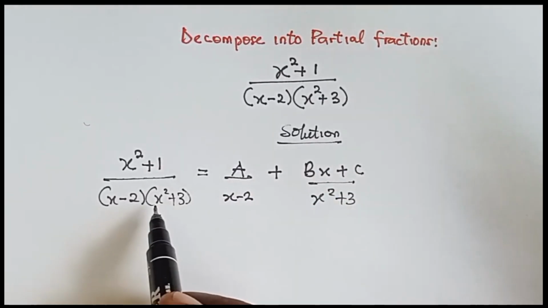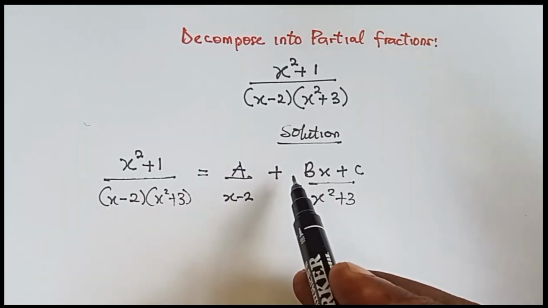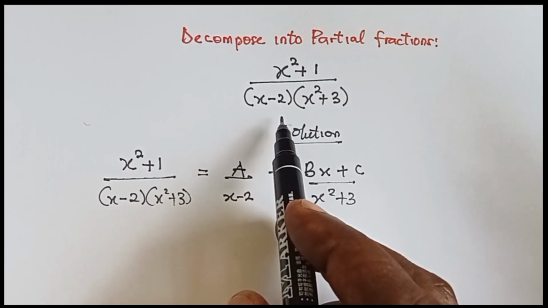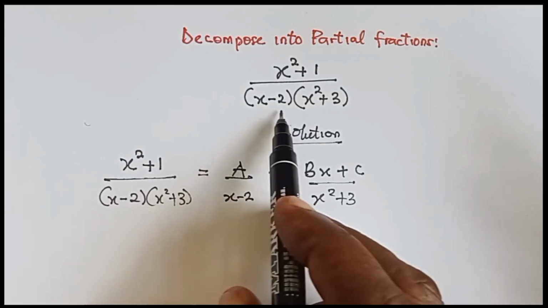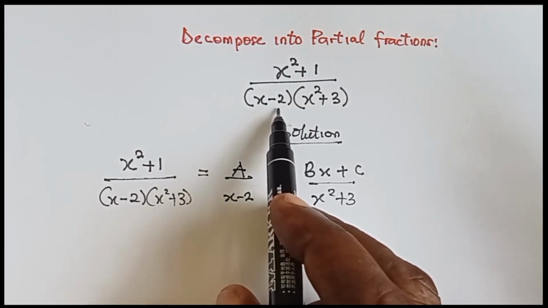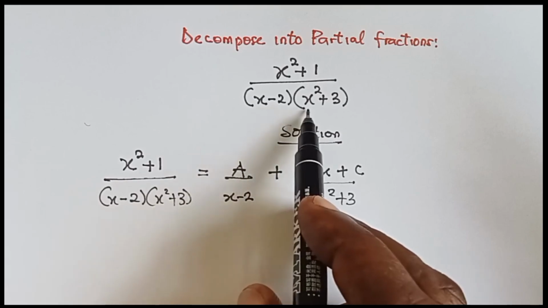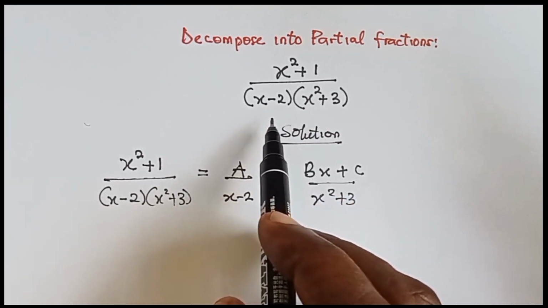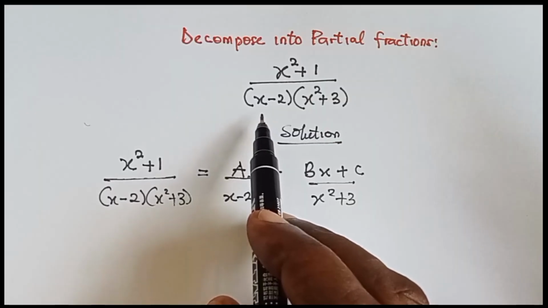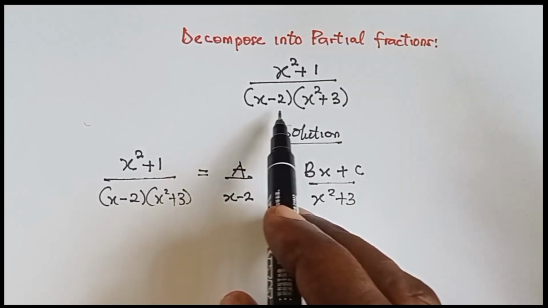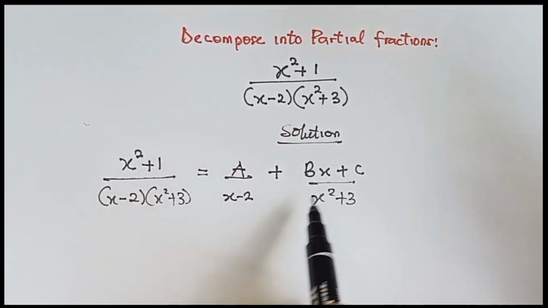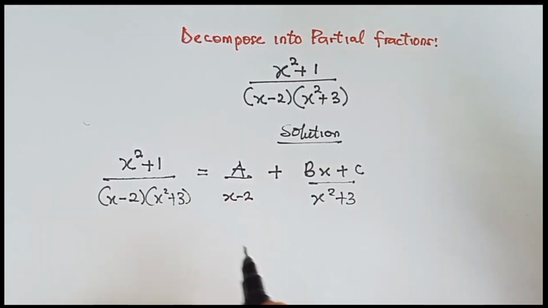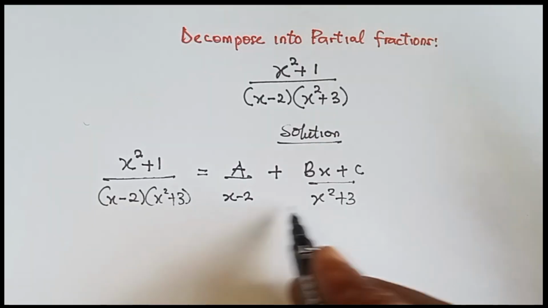Alright, so the reason why I decomposed it into this is because the denominator is a product of a linear factor, which is x minus 2, and a quadratic factor, which is x squared plus 3. So once you have the denominator to be a linear factor and a quadratic factor, we are going to decompose it into this. Right, so from here we're going to find the LCM of this.